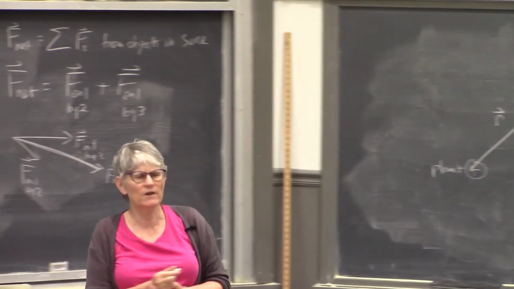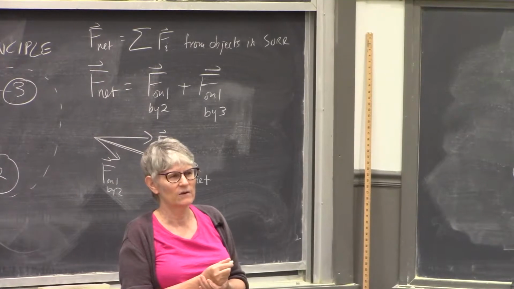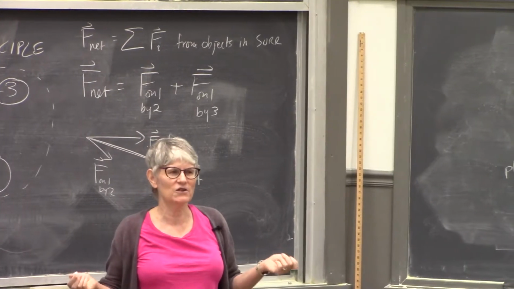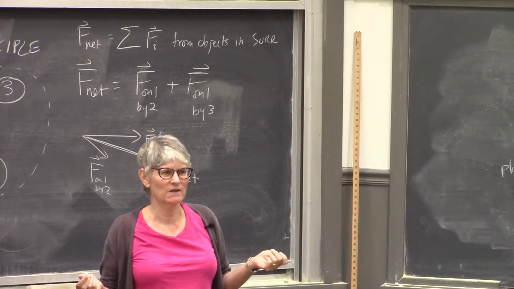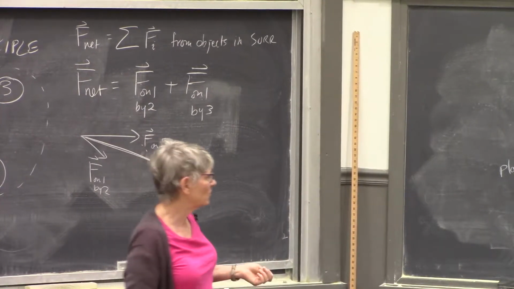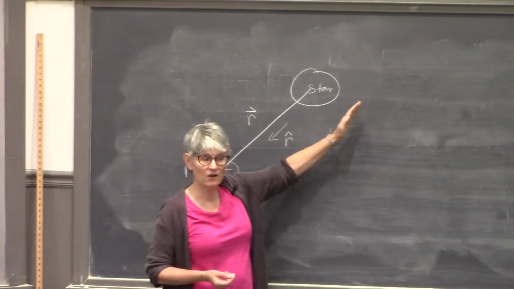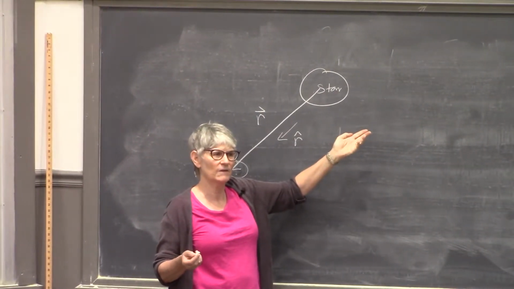What would happen if we wanted to calculate the force on the star by the planet? We've just changed our definition of system and surroundings, haven't we? Now the system is the star, the surroundings are the planet. In that case, we'd have to draw r the other way, and r hat would be the other way.